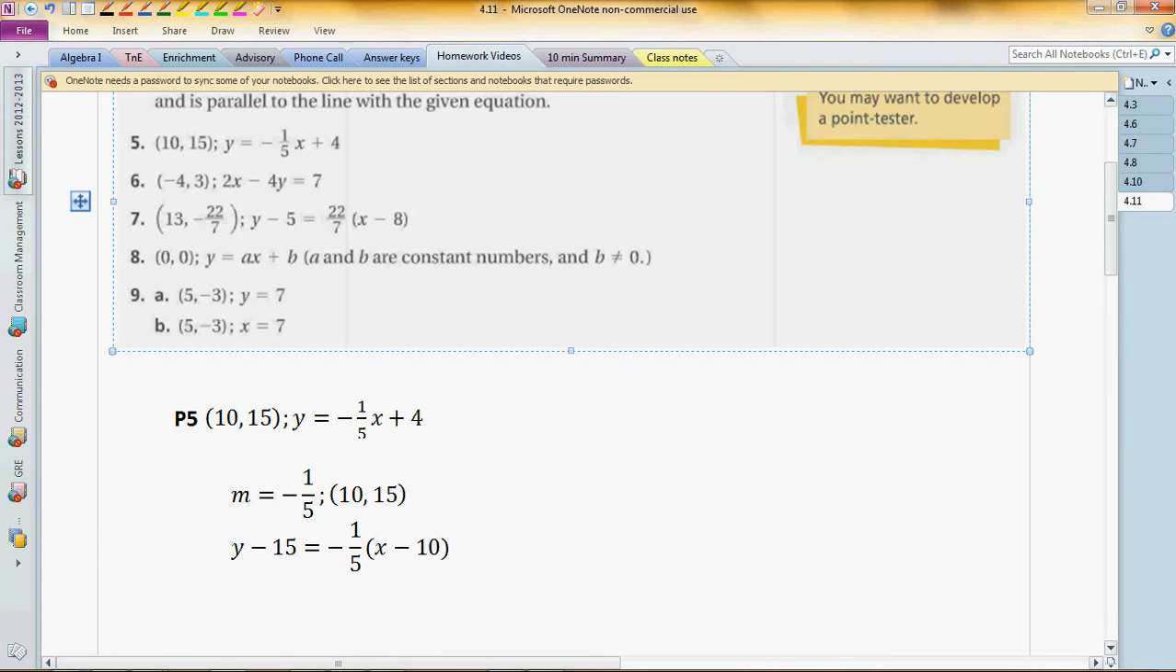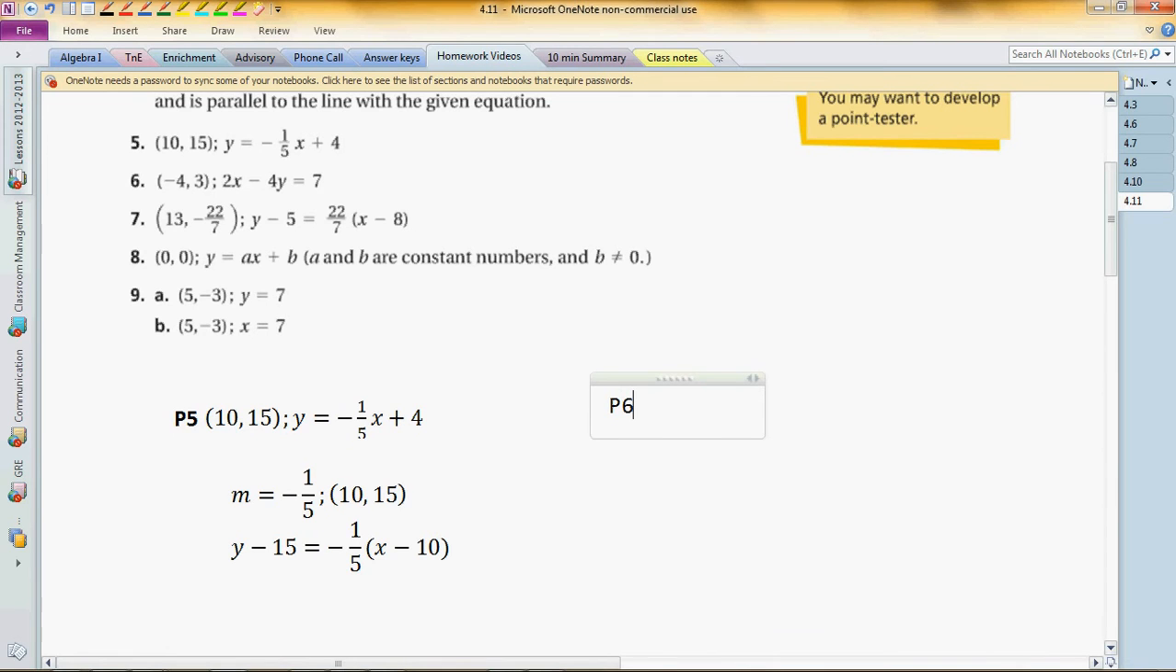For problem number 6, it's hard to see the slope. However, if you know how to solve 2x minus 4y equals 7 for y and make it look like y equals mx plus b form, you can find the slope. Or you can always find 2 points, plug in 2 numbers and find a slope. For example, if x is 0, then y will be 7 over 4. Or what you can do is, you just need to solve for y.